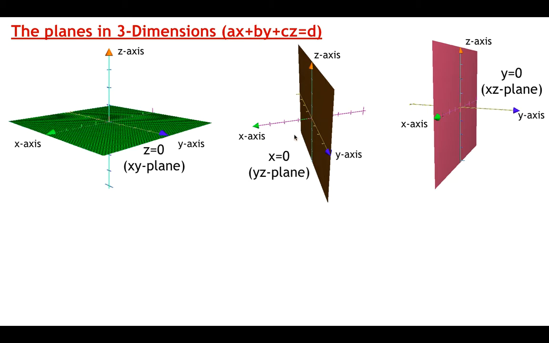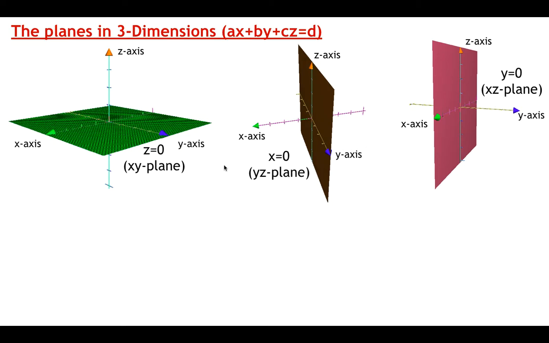Okay, similarly x equal to a constant gives planes which are perpendicular to the x-axis. For a positive constant, they will be on the positive direction, perpendicular on this side, and if x is equal to a negative constant, they will be on the negative axis. And similar for y.